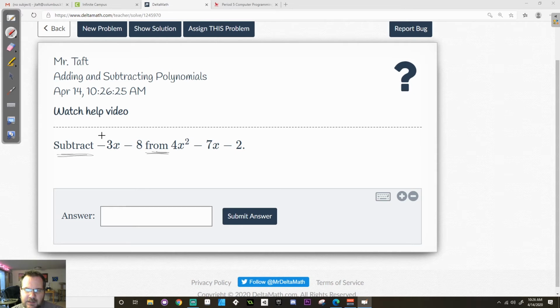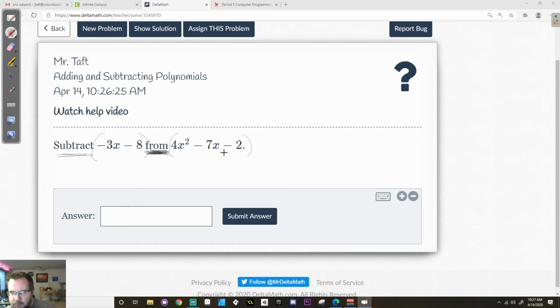So we've got two things here, and I'm going to put them both in a set of parentheses. So I'm going to do parentheses around negative 3x minus 8 and parentheses around 4x squared minus 7x minus 2. Now you need to know which one comes first because order matters with subtraction. And again, hopefully, for some of you guys, you'll get alarm bells going off in your head because of this from. So if we're subtracting this from that, that means that we're going to have this one come first.